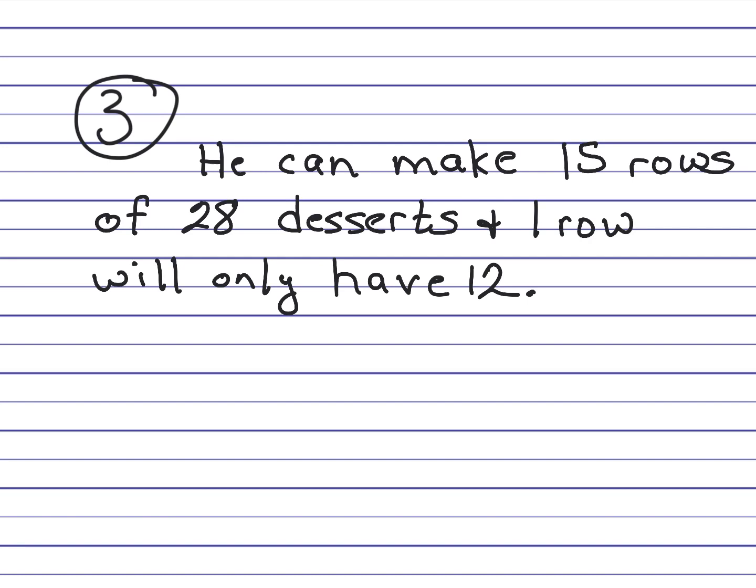So the 15 means that he'll be able to make 15 rows of 28. So I just put this on here. He can make 15 rows of 28 desserts. One row will only have 12, or he'll have to decide to do something else with the 12 desserts that were left over. So just think through these, that these are real world problems.